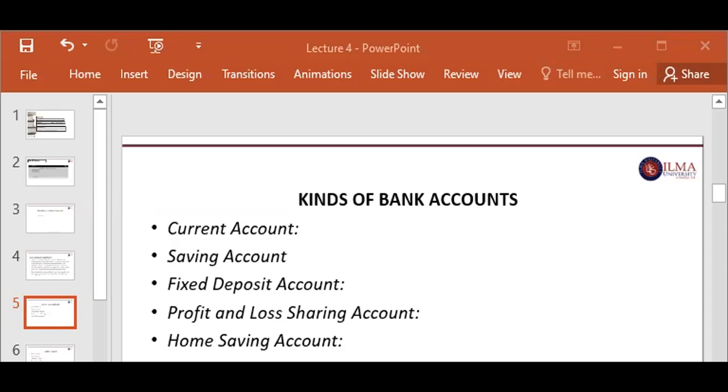In this account, the customer is authorized to deposit or withdraw money anytime in or from the bank. The bank does not pay any interest, rather it charges the depositor for its services, which are called incidental charges. The checkbook is issued to the customer and money can be withdrawn anytime. Next is the saving account.